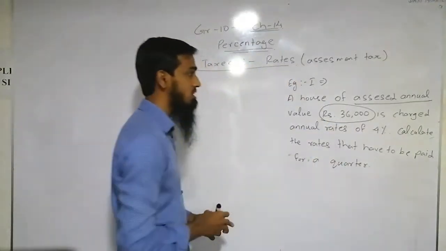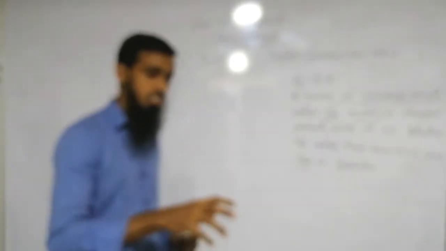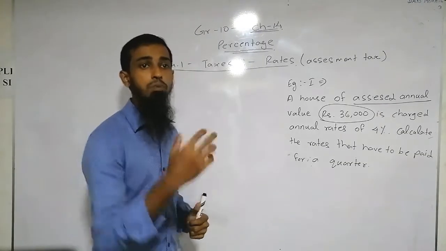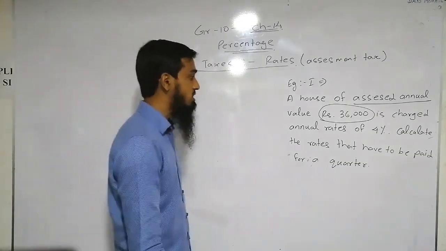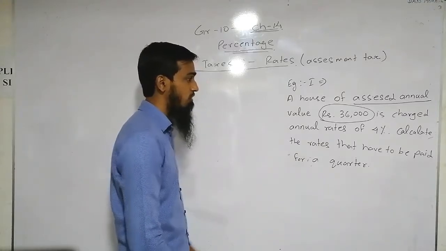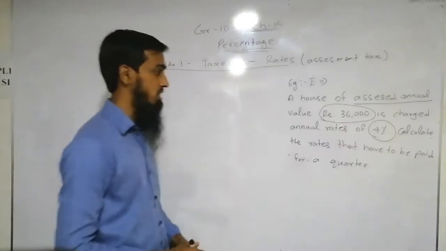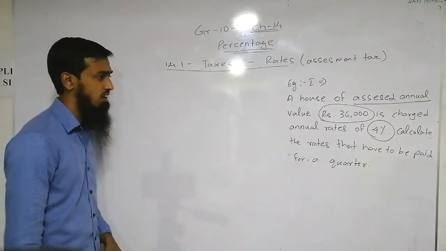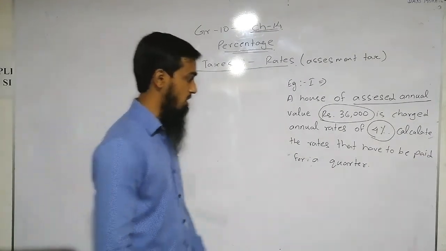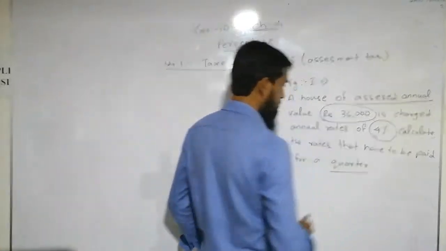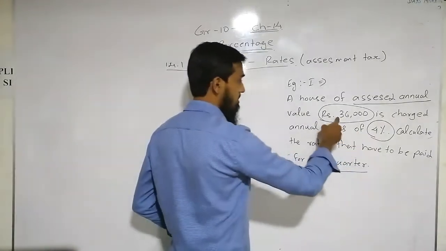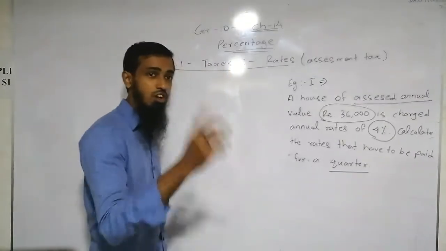So a house is assessed as 36,000 rupees. The amount is 36,000 rupees. For this 36,000 rupees we have to pay a tax. Okay, it is charged annual rates of 4%. So the rate percentage is 4%. Calculate the rates that have to be paid for a quarter. So 4% of 36,000 is the annual rates. We have to calculate the quarter, so 1/4 of the annual.